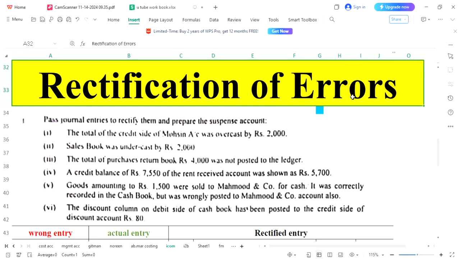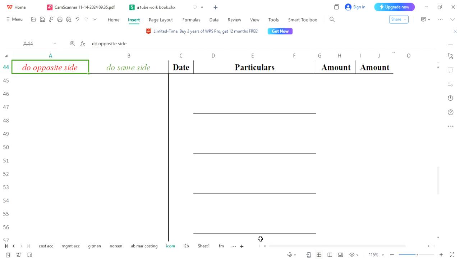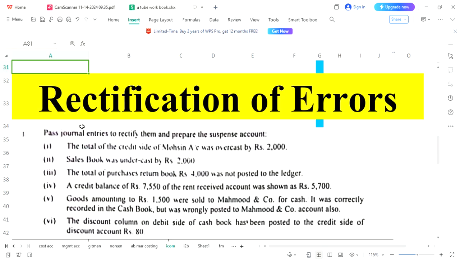Today's target is to solve question number 11. This is question number 11. There is a bit of misprinting. The chapter we are dealing with is rectification of errors. As usual, we are provided a few entries. The proforma is in front of us. This is our neat work. Here journal entries would be created, and these two columns are used for the rough work. We are ready to start.